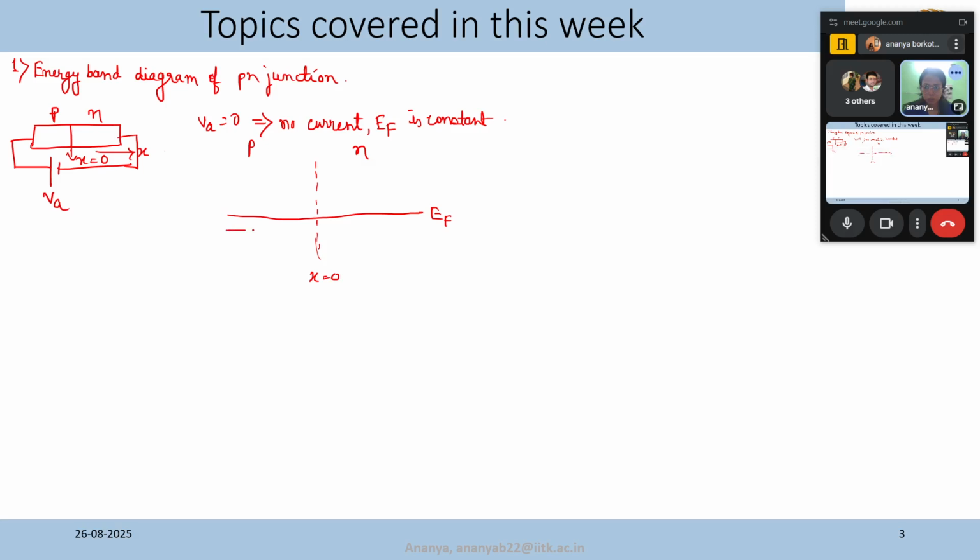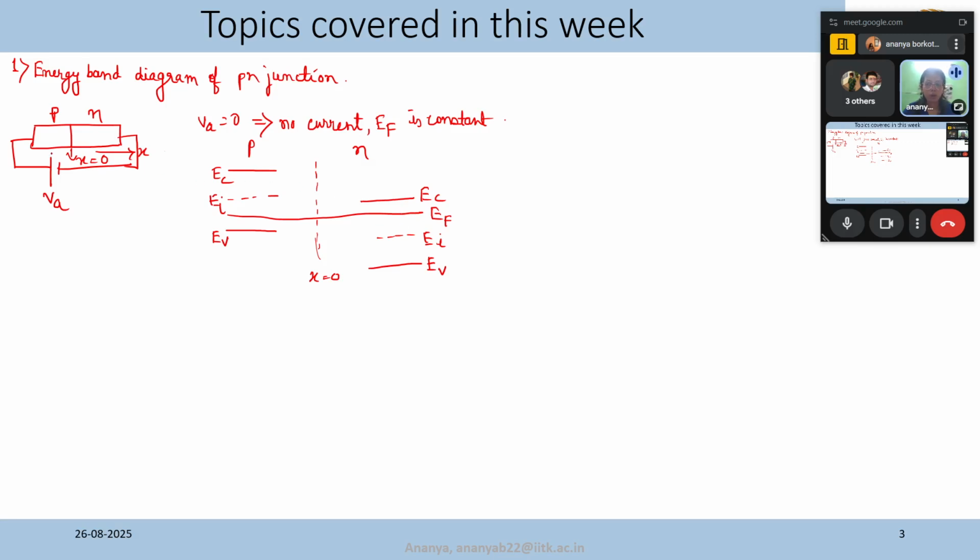So the valence band will be closer here, and here EC will be closer in the N side. Let's say this is our EC, and somewhere here it will be EI, the intrinsic Fermi level. This will be EV, EI. Now we will join these two smoothly.